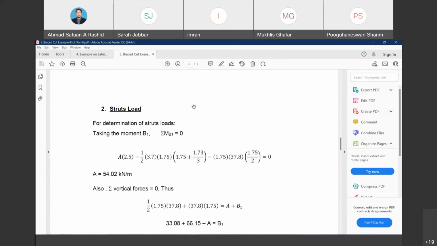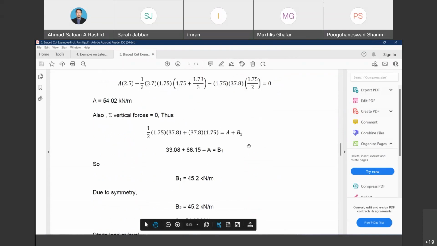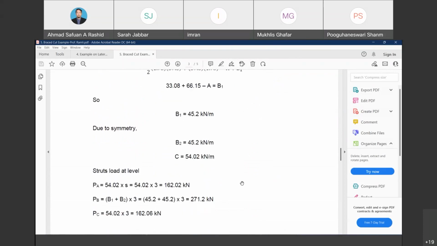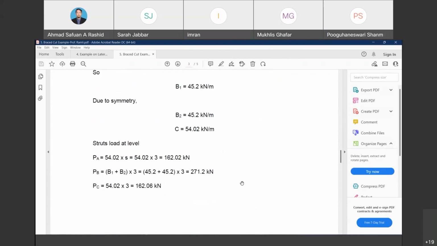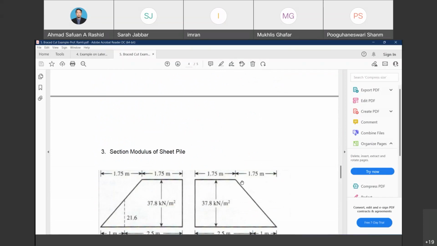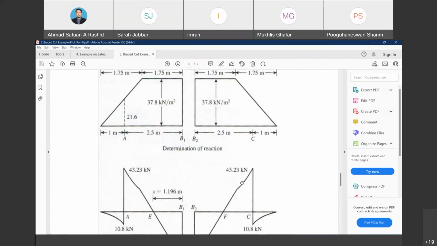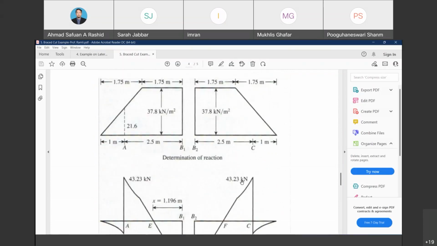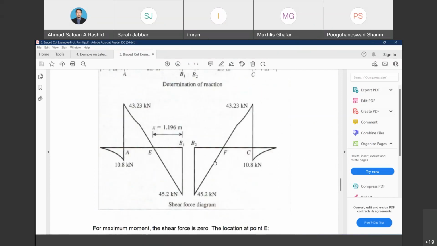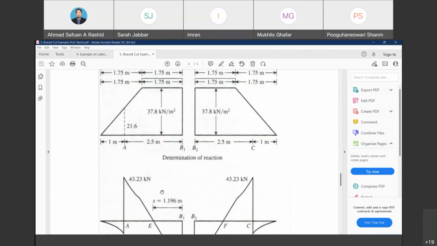We may use the same approach as the one that we have learned for the sand, where we introduce B1 and B2, and then get the same values later on for the PA and PC. Then for the section modulus of pile, this is the reaction diagram, or we call it the moment diagram. Then we can get the shear force diagram.